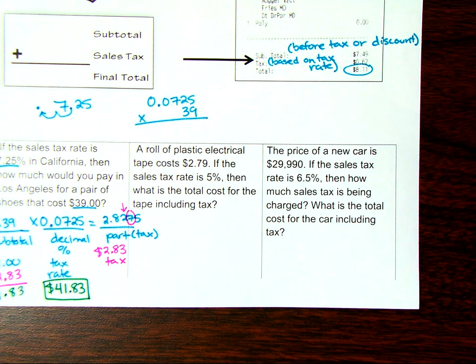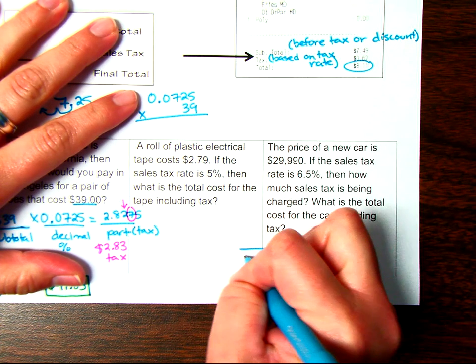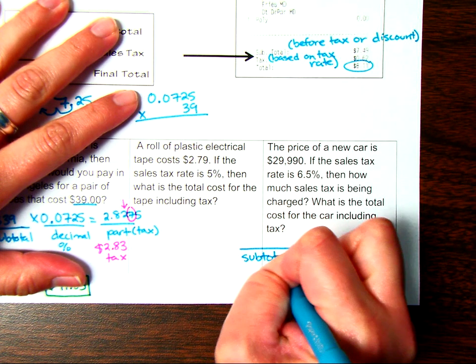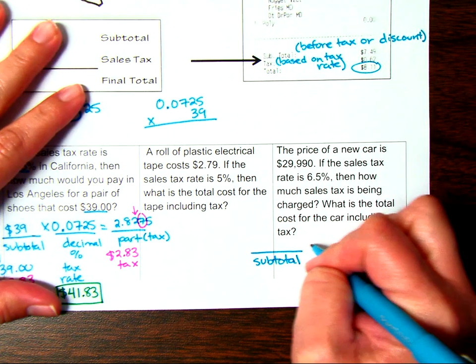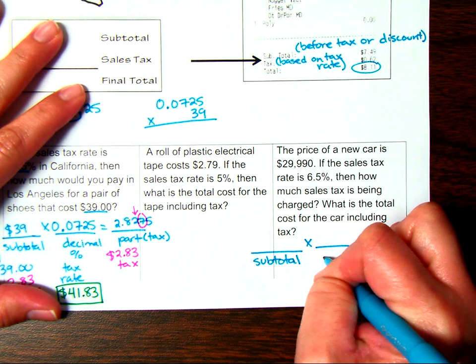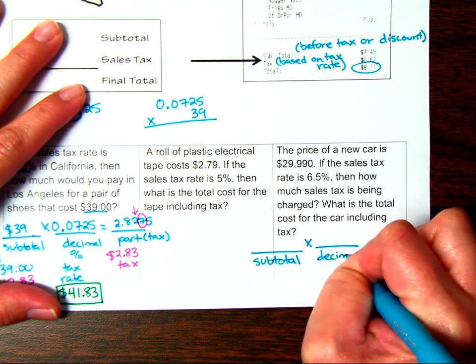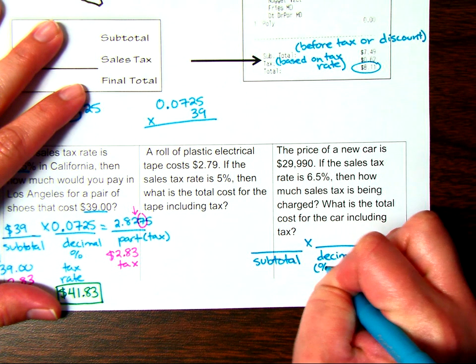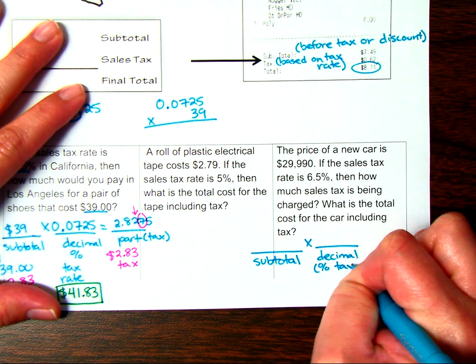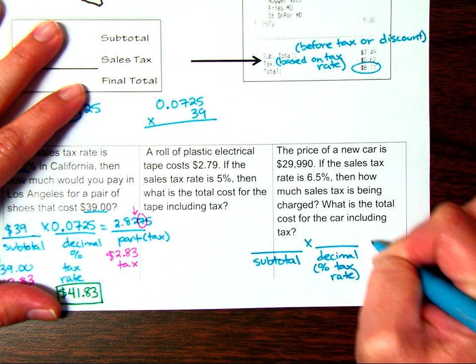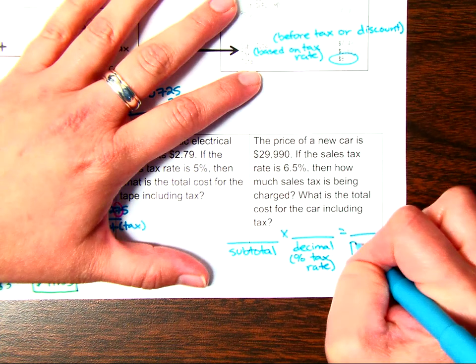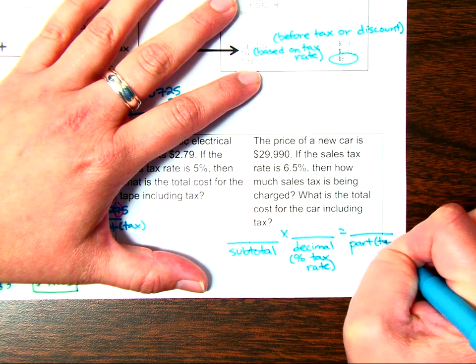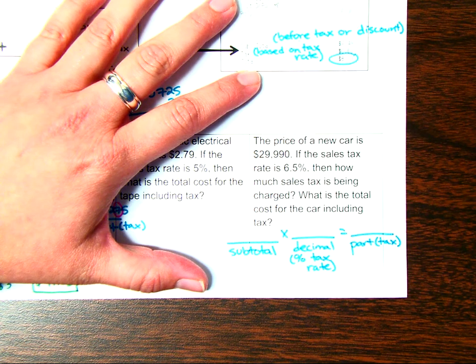Okay? So here again, we can use our little sentence stem. We're taking the whole, which would be the subtotal before any discounts or sales tax, times the decimal, which is the percent of the tax rate, written as a decimal. And that's going to give you the part that represents the tax. So that's how much you're spending.